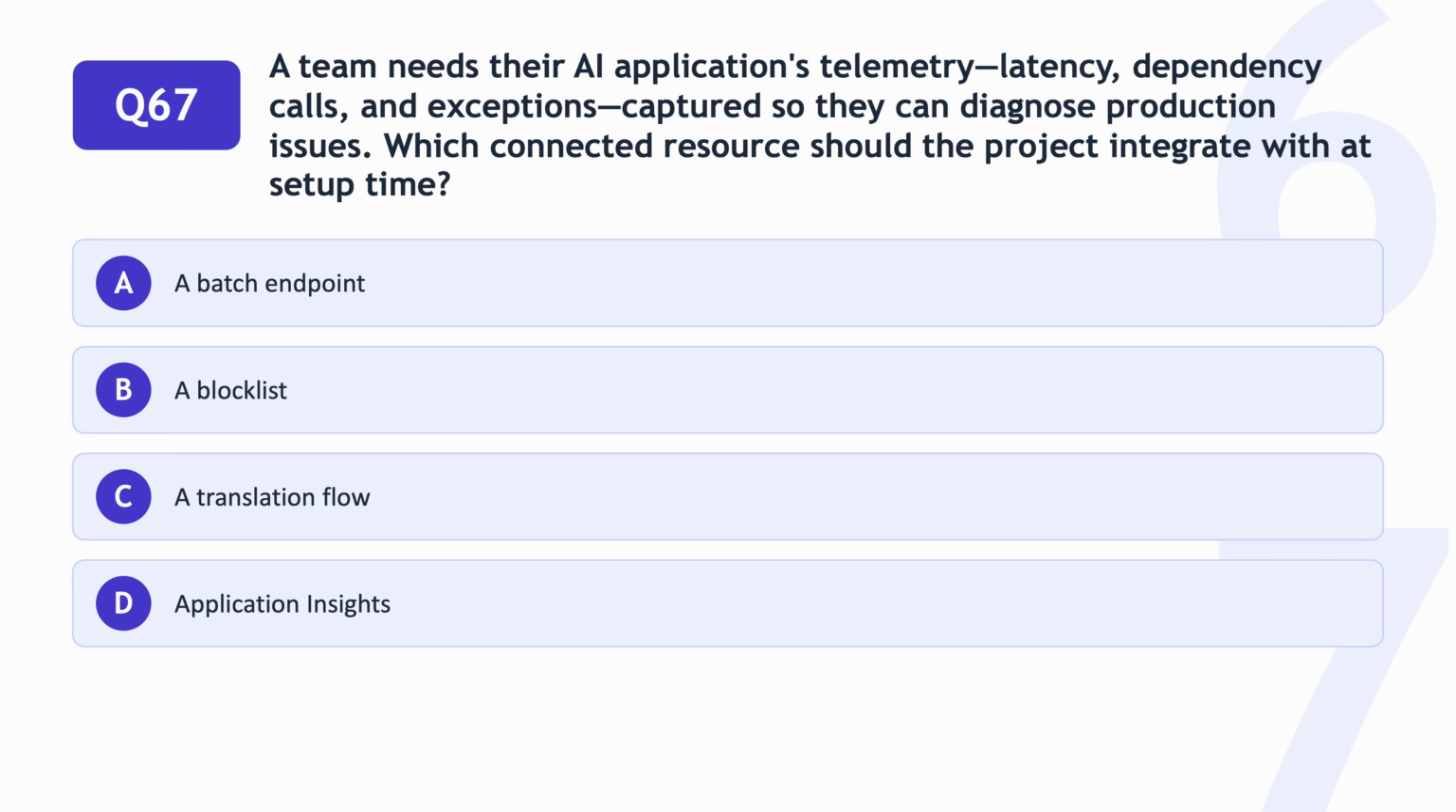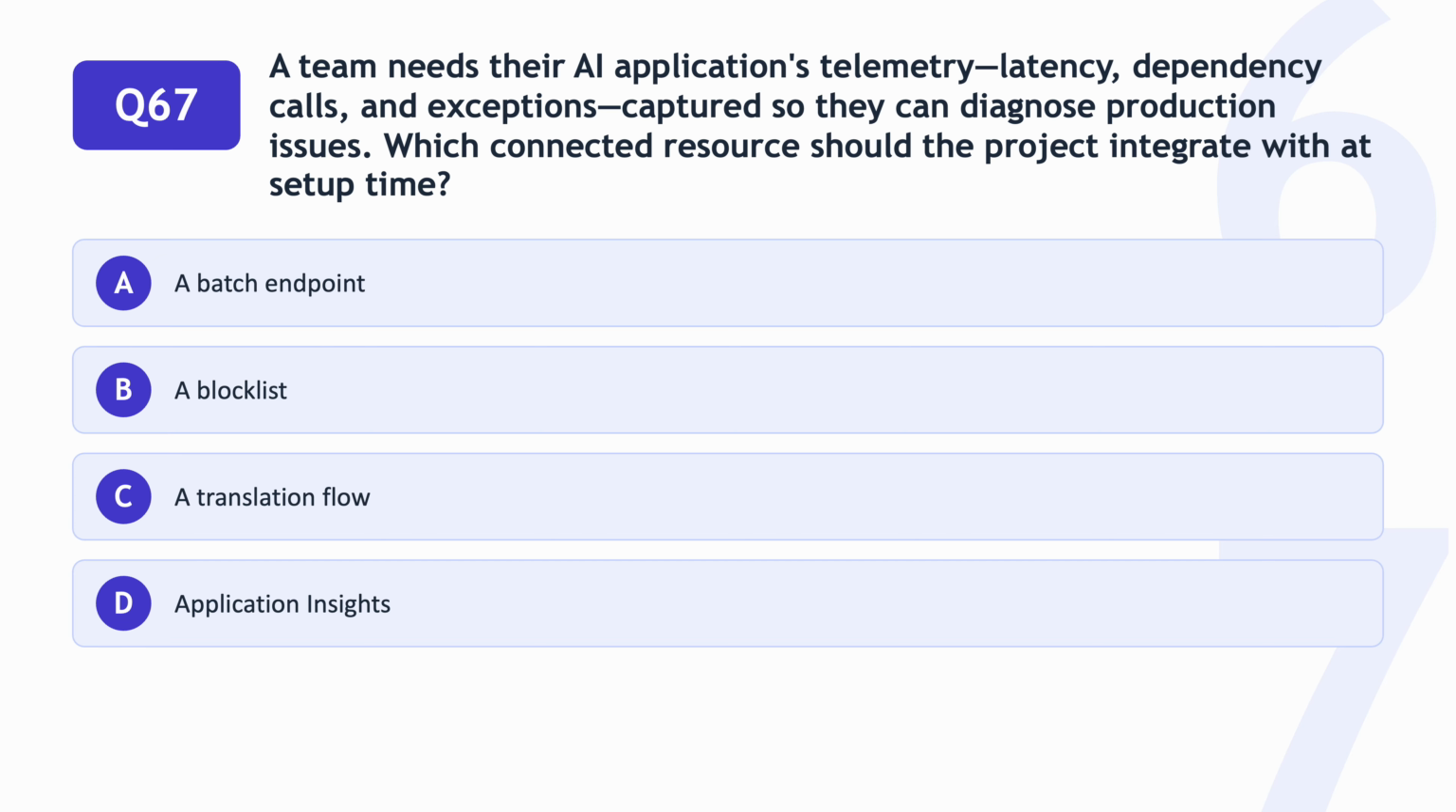Question 67. A team needs their AI application's telemetry, latency, dependency calls, and exceptions captured so they can diagnose production issues. Which connected resource should the project integrate with at setup time? A. A batch endpoint. B. A block list. C. A translation flow. D. Application Insights. Pause the video if you don't want the answer yet.